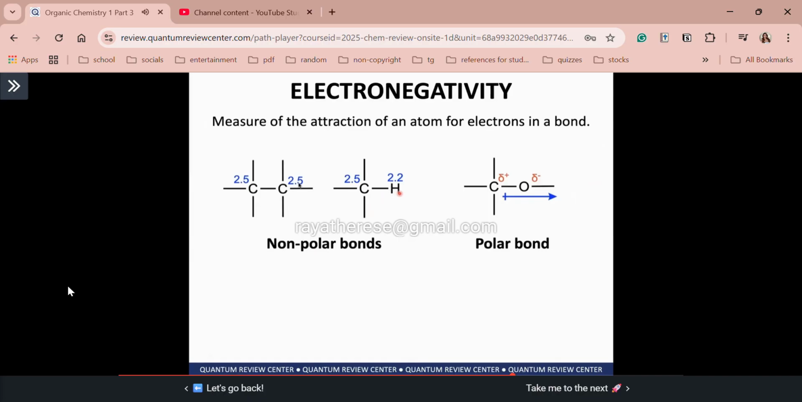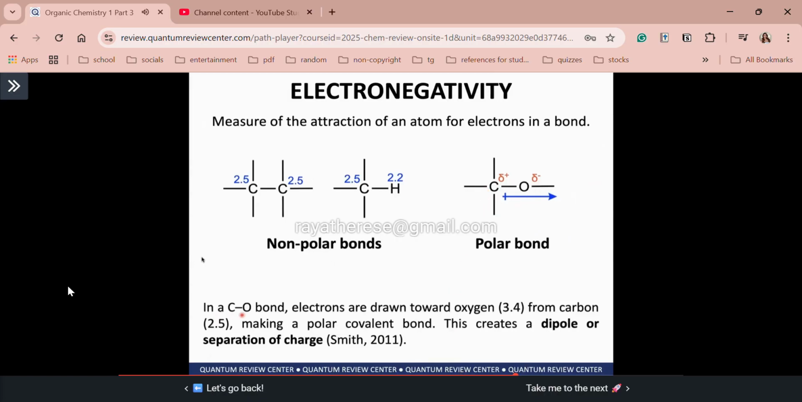Okay? On the other hand, when atoms with different electronegativities bond, your electrons are not shared equally. Check, right? Comparing your oxygen and carbon, well, oxygen is more electronegative. In particular, in a CO bond, electrons are drawn toward oxygen with an electronegativity value of 3.4 compared to carbon, which is only 2.5. So class, oxygen is electron-rich and carbon is electron-deficient. That's why it will carry a partially positive charge. Right? We call this your dipole or charge separation. So I hope you still remember your discussion in organic chemistry.